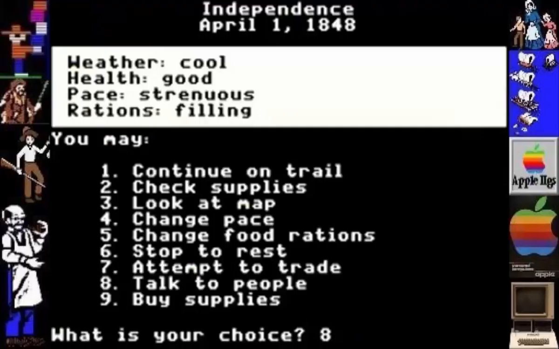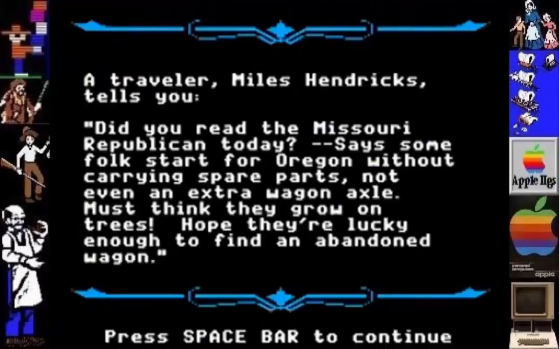Let's talk to some people. Attempting to trade, stopping to rest, and hunting for food each take days. Every day you want to rest, it takes that many days. You want to hunt, that's a day. You want to attempt to trade, that takes a day. It just depends on what you want to do.